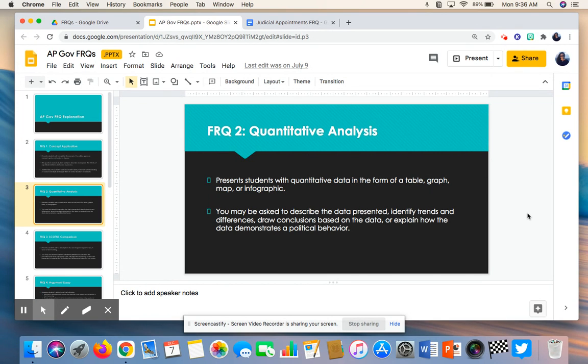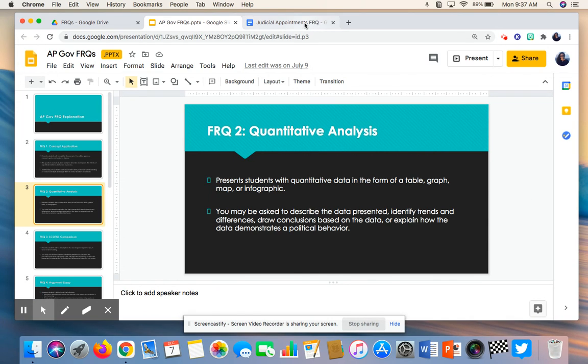With the quantitative analysis FRQs, it is going to present you with some sort of data. It might be in the form of a table, a graph, a map, or an infographic. And then you are going to be asked to describe the data presented, identify trends and differences, draw conclusions, or explain how the data demonstrates a political behavior. Okay, so it's going to give you some sort of chart or graph, and it's going to ask you to explain that chart or graph.